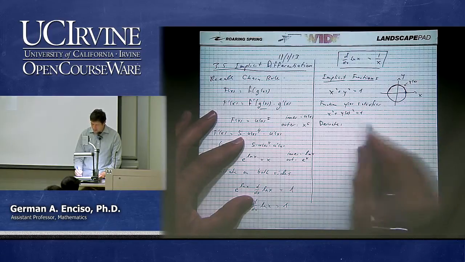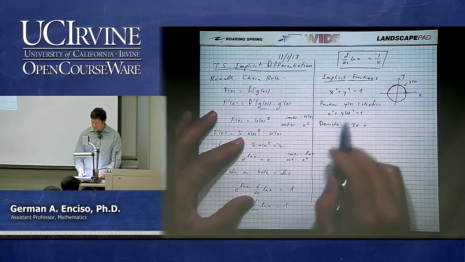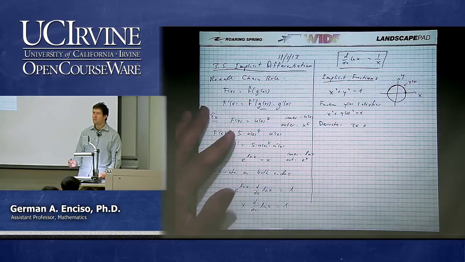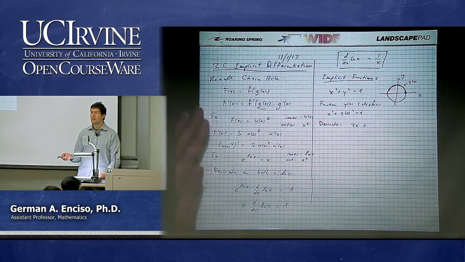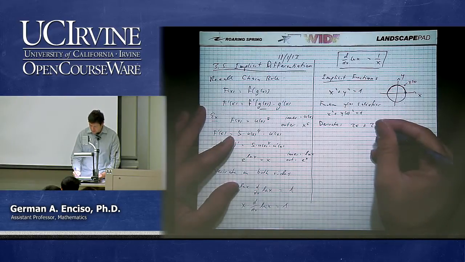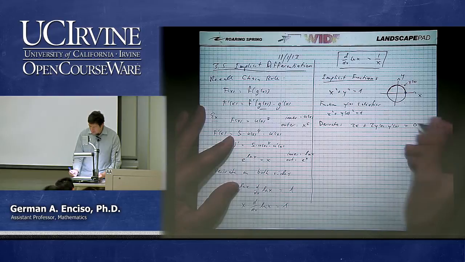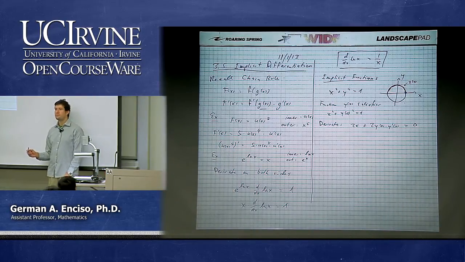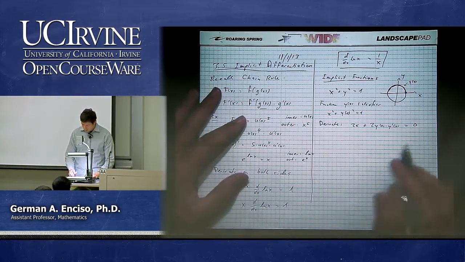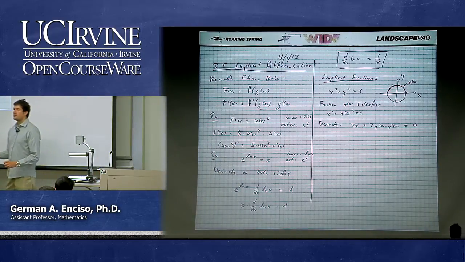Derivate on both sides, and I get 2x plus, and what is the derivative of y of x squared? Well, again, it's a chain rule problem, right? The outer function is x squared, the inner function is y of x. So the derivative of that is 2 times y of x times y prime of x, and that thing is equal to 0. Great. I'm just going to leave it at that for now.